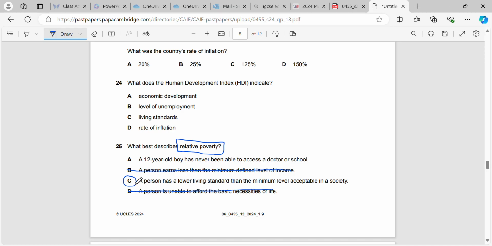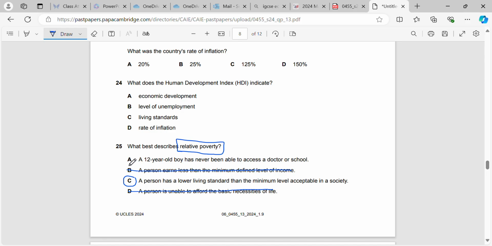The correct answer is C. A person has a lower living standard than the minimum level acceptable in a society. So that person is going to feel like they don't have as much money or they're poor in comparison to other people within the country.